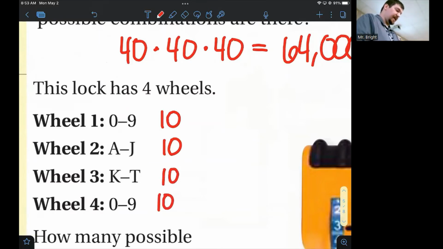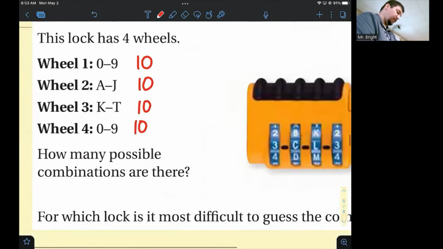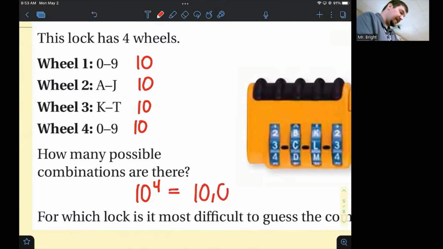So this is going to be 10 times 10 times 10 times 10, or 10 to the 4th power is another way of writing that if you want to use exponents. Some of your calculators have an exponent button. Just do 10 to the 4th if you have a scientific calculator. What do you get? 10,000. Is it as secure as the second lock?